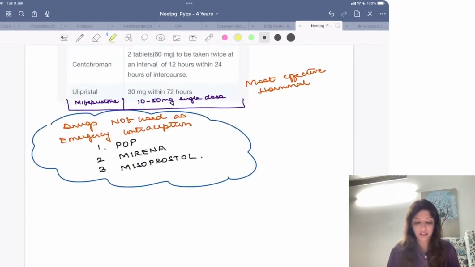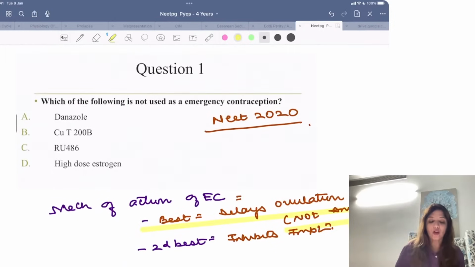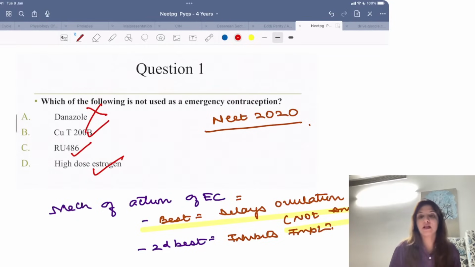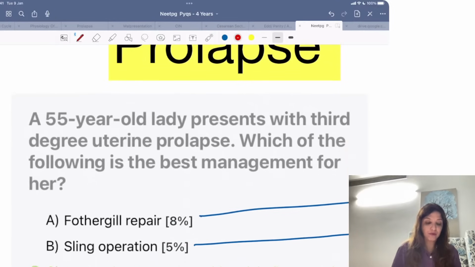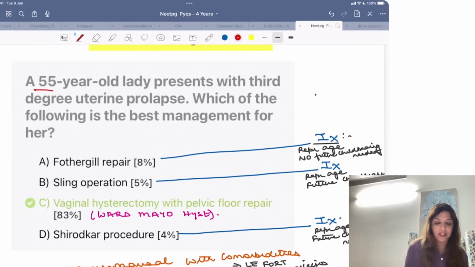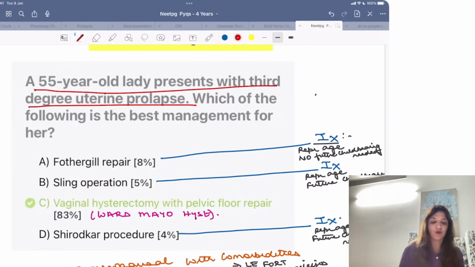That is very important. Which of the following is not used as emergency contraceptive? Copper T is used, RU-486, that is mifepristone, is used, and high dose estrogen is used. Danazol is not used as emergency contraceptive, right? Now, in prolapse, a 55-year-old lady presents with third degree uterine prolapse. Which of the following is best management for her?